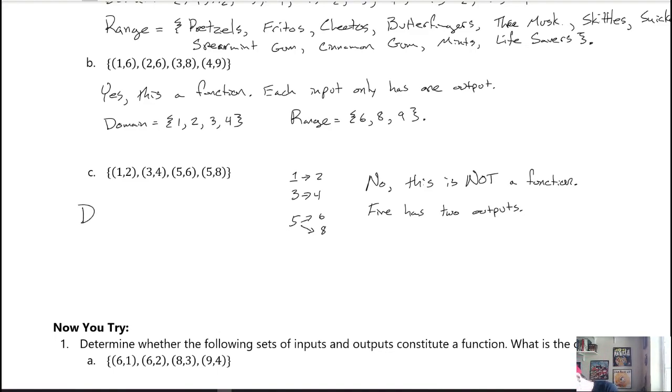We will still talk about the domain and the range. The domain is all the possible inputs. In this case, just 1, 3, and 5. Those are the only inputs for the function. And the range is the set of all possible outputs. And this function, or this not function, this relationship, can output 2, 4, 6, and 8.